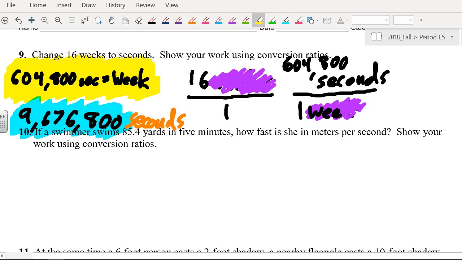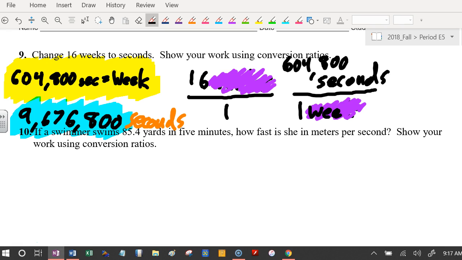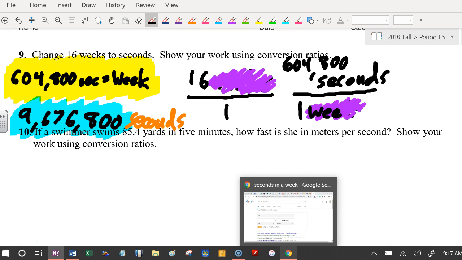Alright, if a swimmer swims 85.4 yards in 5 minutes, how fast is she in meters per second? So, we need to change it. We have to know how many yards in meters and how many minutes in seconds. So let's see, yards in a meter. 0.911. Where'd you get that?